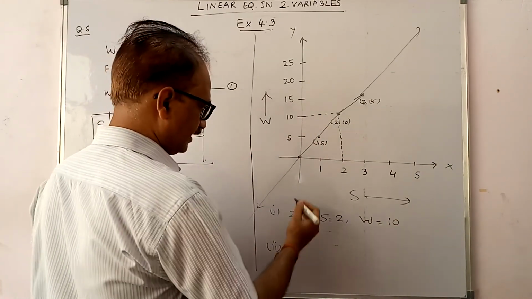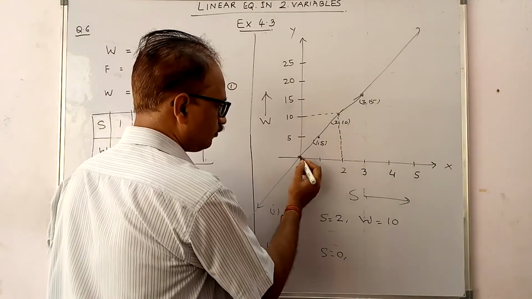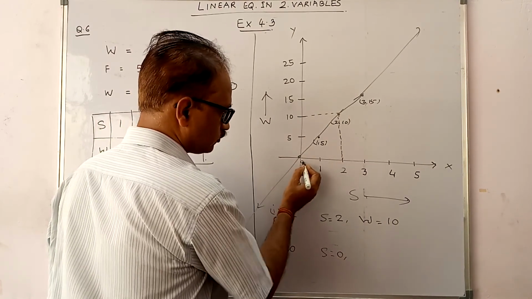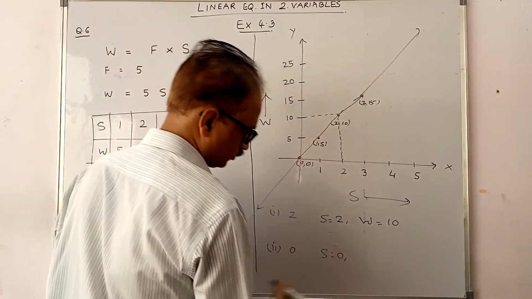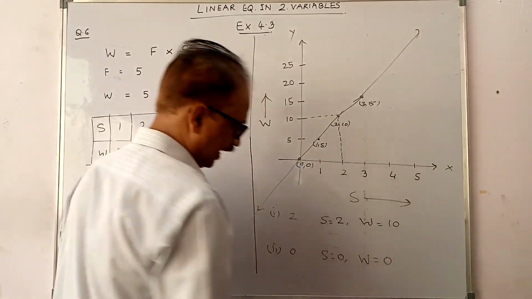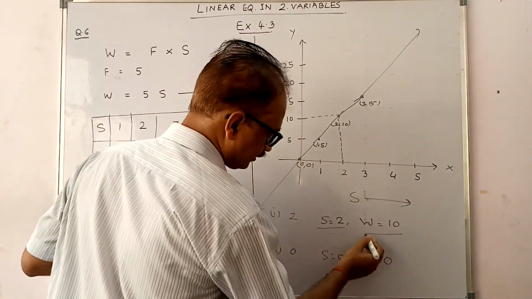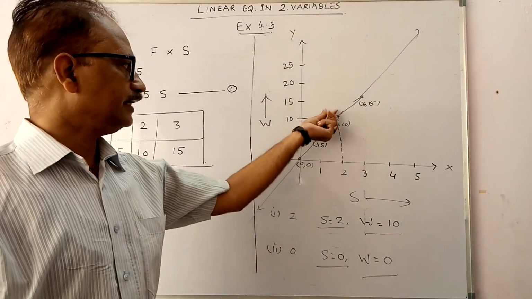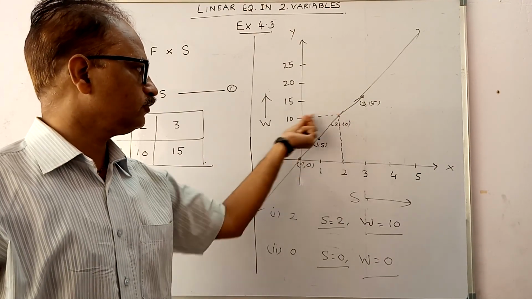Second, when S is equal to 0, then what is the value of W? Here S is 0, so at this point both are 0. That means W is also 0 and S is also 0. So when S is 2, W is 10. When S is 0, W is 0. This has to be read from the graph: at 2 it is 10, and at 0 it is 0. S is 0, W is 0; S is 2, W is 10. Okay.